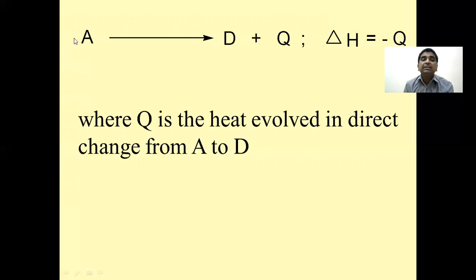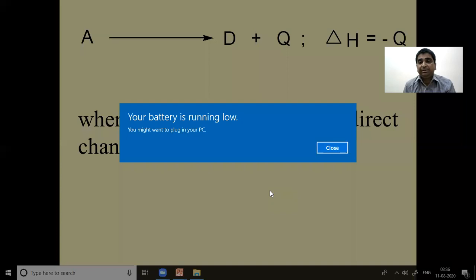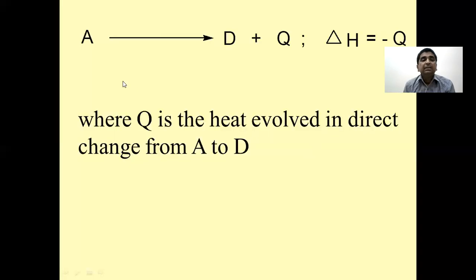It means that when this change occurs, that is the change of A into D, some amount of heat is evolved. Let us suppose this Q is the heat evolved in the direct change from A to D. Now this is one path where A can be converted into D. Now, is there any alternative?